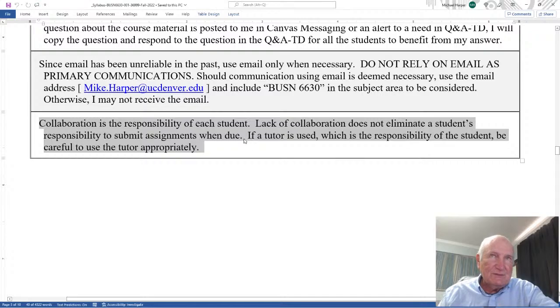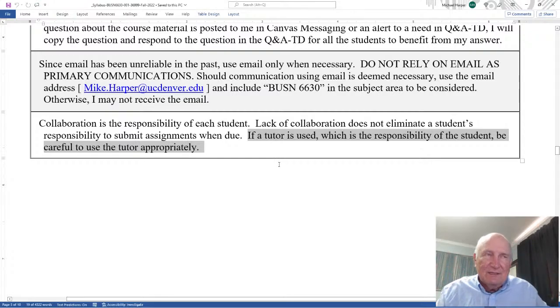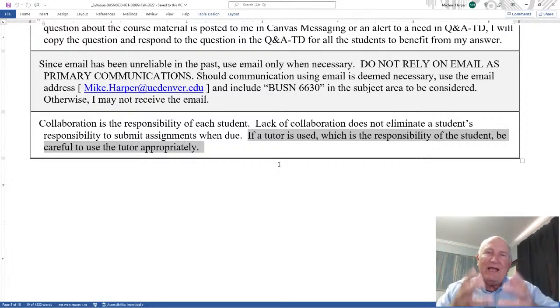No late assignments. If a tutor is used, which is the responsibility of the student, be careful to use the tutor appropriately. Now, I say tutor. That also applies to colleagues. That also applies to other students. If you're using other students to help you learn, use them appropriately. Using them appropriately simply means use them to learn the material. Don't use them to get the answers when you don't really understand the material. So use them to learn.